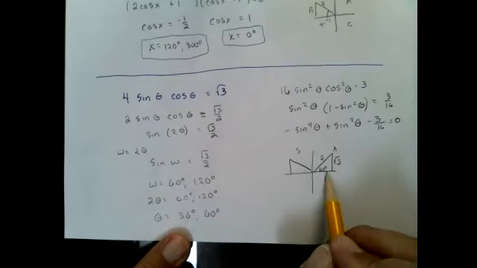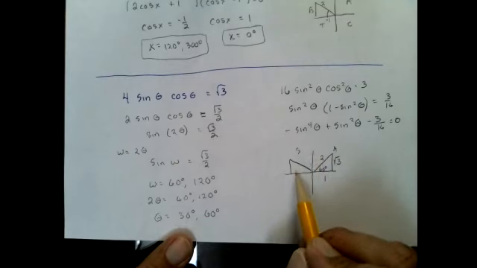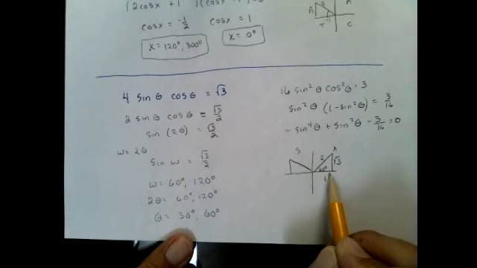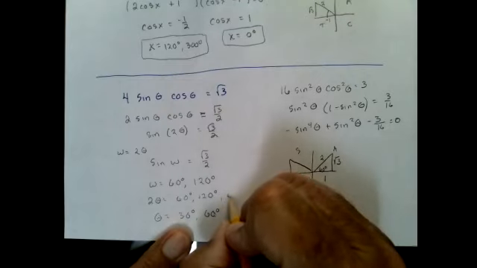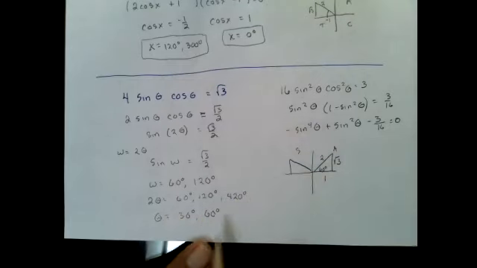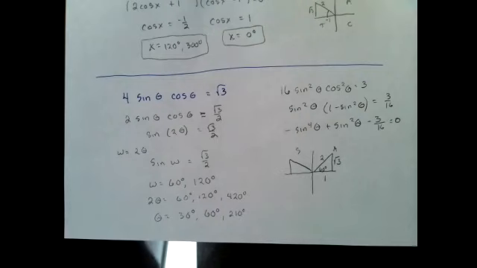If I have 60, good. If I have 120, great. If I went around again and I added 360 to this 60, what would I get? 360 plus 60, 420. And guess what happens when I divide that 420 by 2? I'm still in my range of 0 to 360 degrees, which is what I always have to find my answers in.